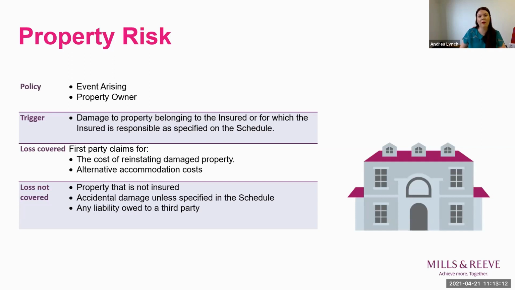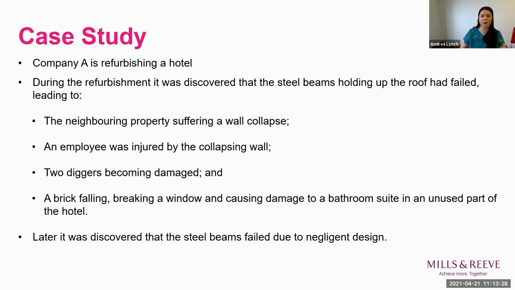So Sam and Miranda have provided a really helpful overview this morning of what each policy does and does not cover. As I mentioned at the beginning, we're going to have a look at a hypothetical scenario, bearing in mind what we've been told by Sam and Miranda. The facts of the scenario are as follows, and they're on screen now. Company A has been employed to carry out refurbishment works on a large hotel complex. During the refurbishment works, one of the steel beams supporting the roof collapses. This leads to the following series of events.